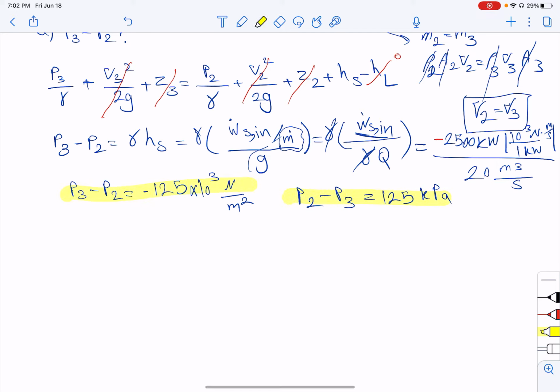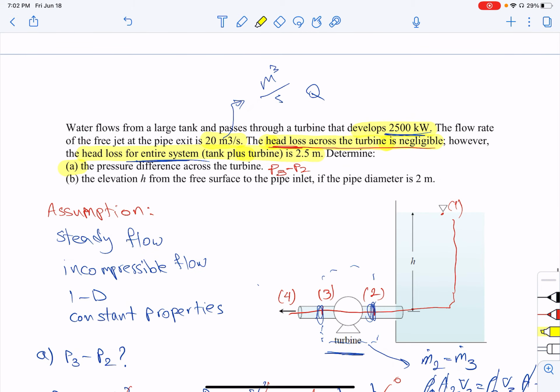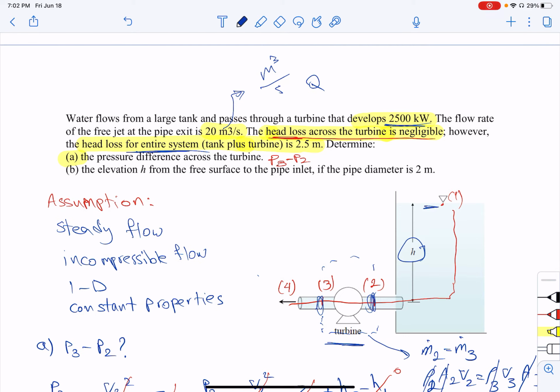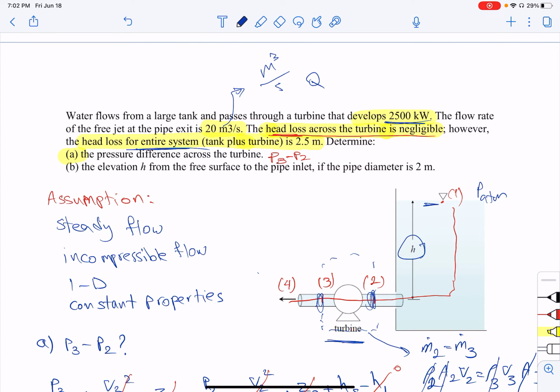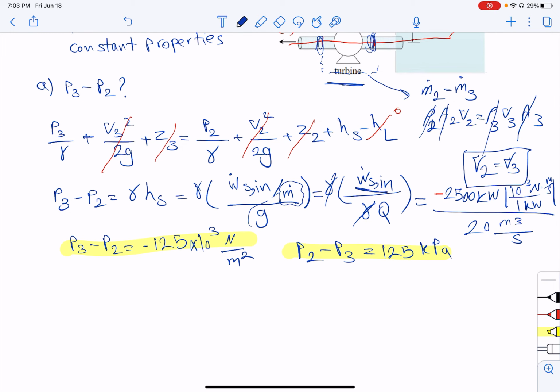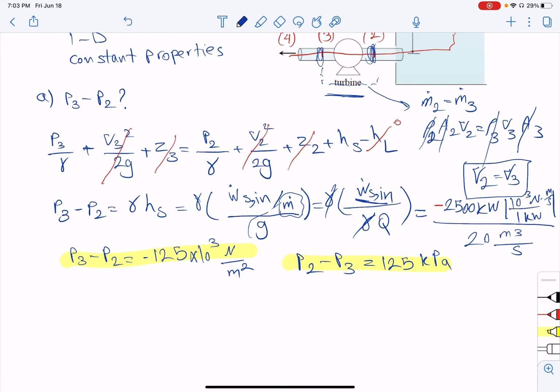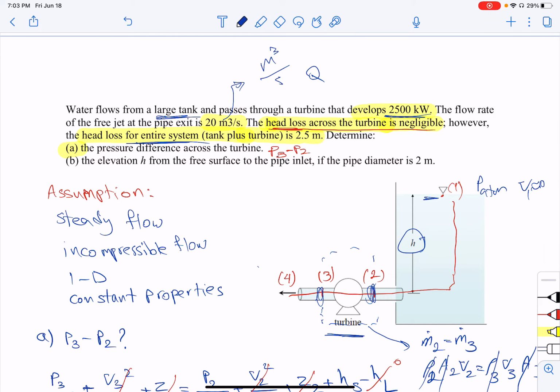So either of them is working. Now in part B, we are trying to find this elevation right here, and it said that this is a free surface here, so we have P atmosphere right here. Also, another thing we can say about section 1 is that we have a large tank, right? By the conservation of mass that we always did in the previous chapters, we can say that V1 is approximately 0, right?